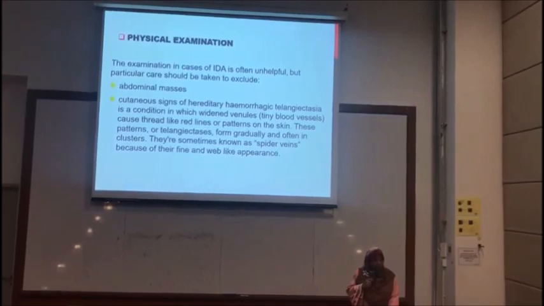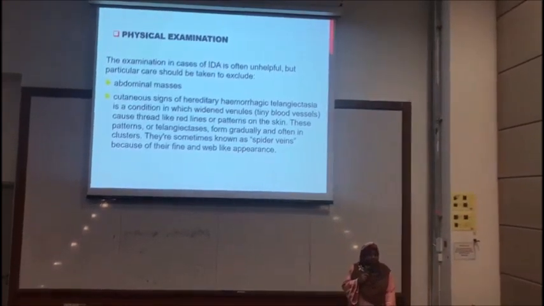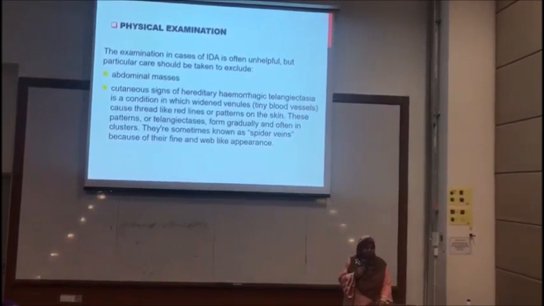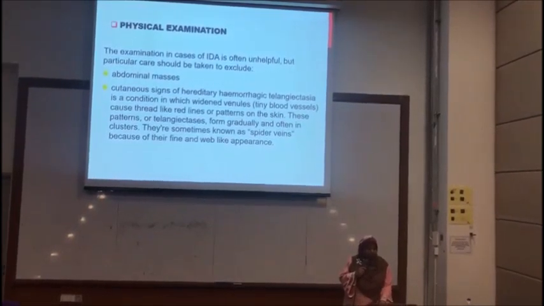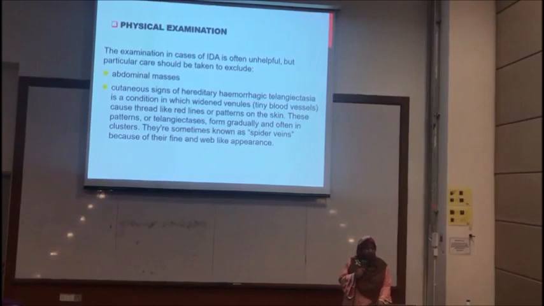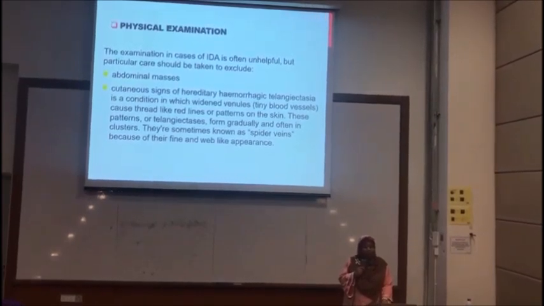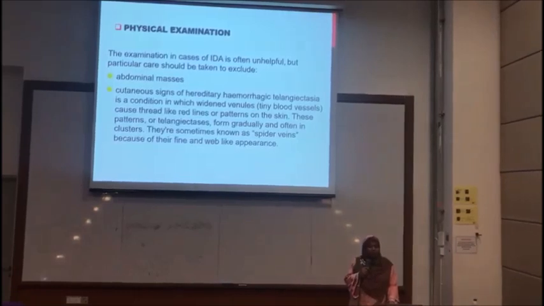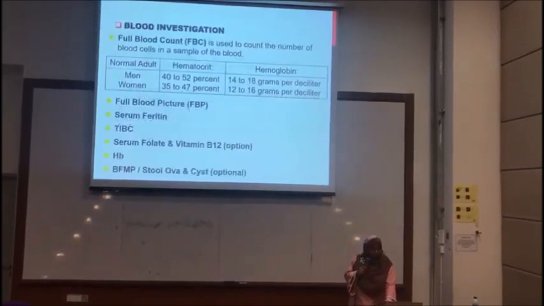Telangiectasia is a condition in which widened venules, tiny blood vessels, cause streak-like red lines or patterns on the skin. These patterns or telangiectasias form gradually and often in clusters. They are sometimes known as spider veins because of their fine and web-like appearance.